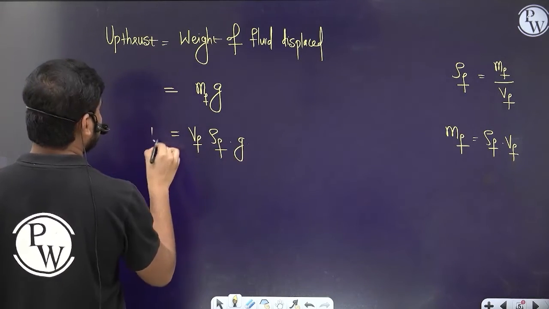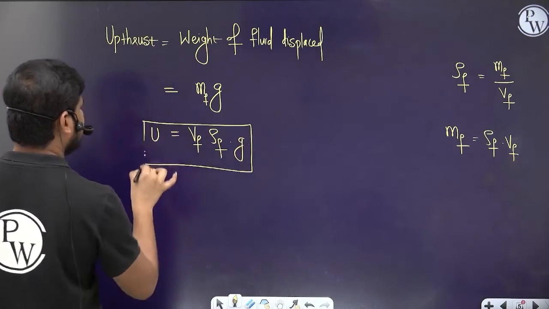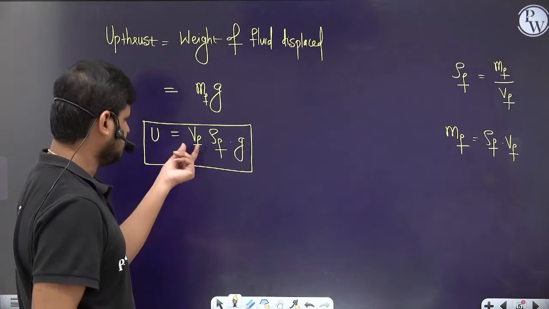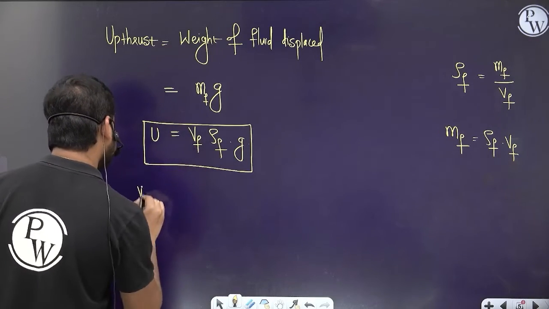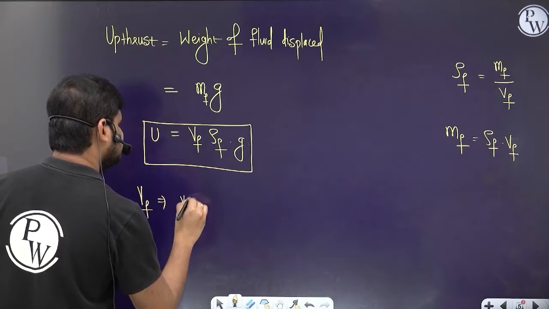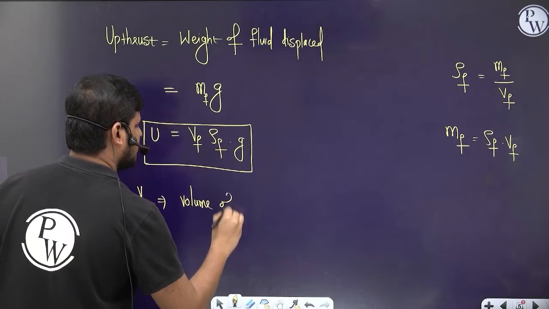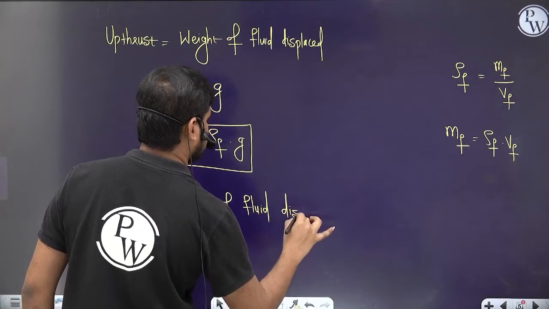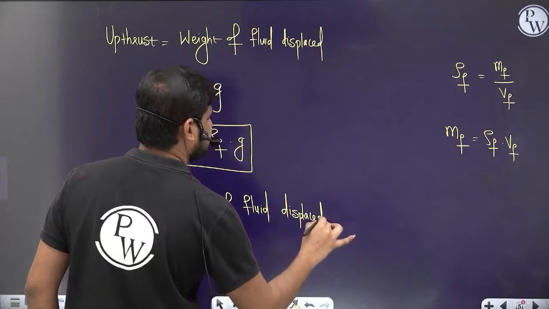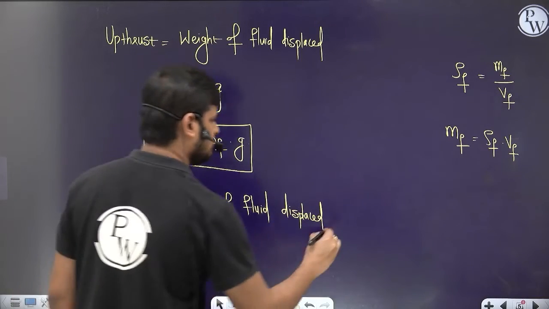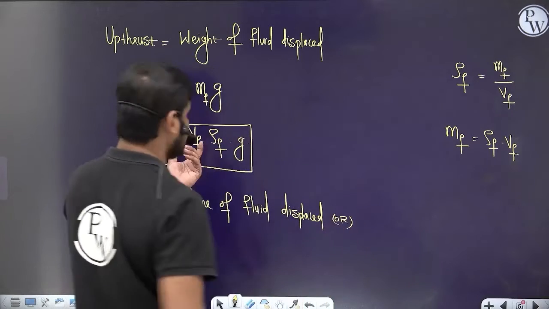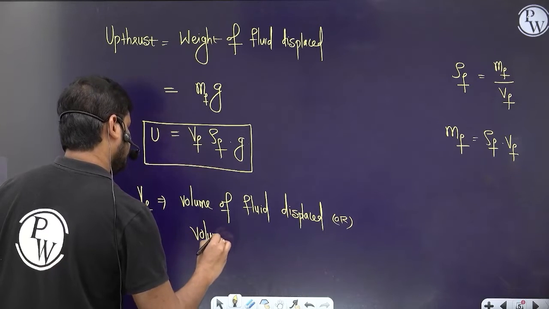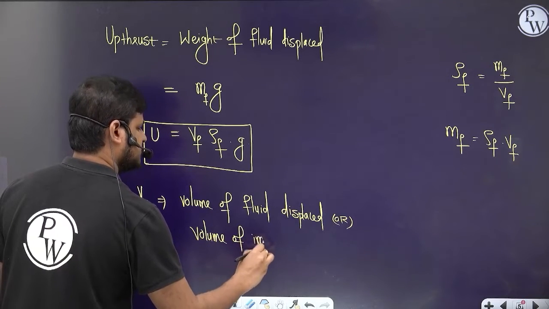So this is nothing but the upthrust. So U is equal to Vf rho f g. What is this Vf? Mainly you should concentrate here. This Vf is the volume of fluid displaced, which we can also write as the volume of the immersed solid.